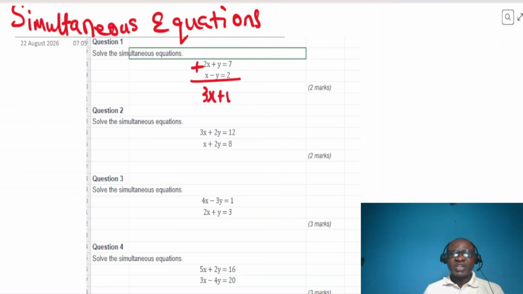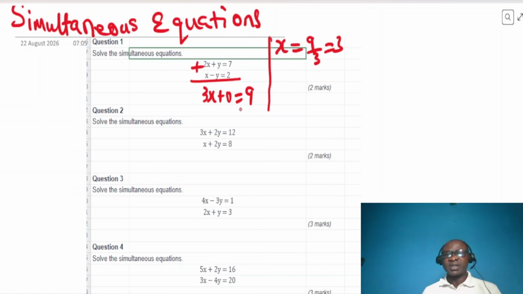This will give me 0, and this will give me 9. Does it make sense? Automatically, I can now have that x is equal to 9 divided by 3, which is equal to 3. Easy. The first step. Second step, I can now put x as 3 to get y from equation 2.